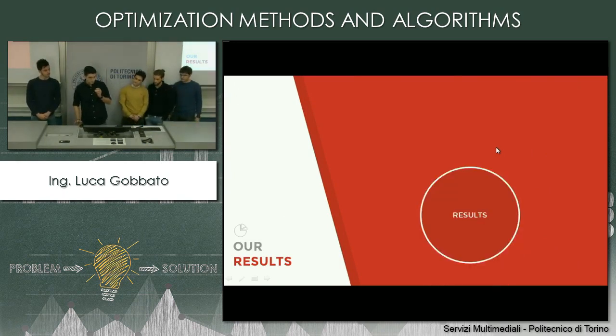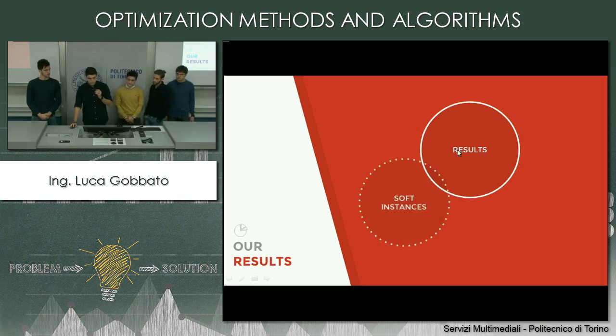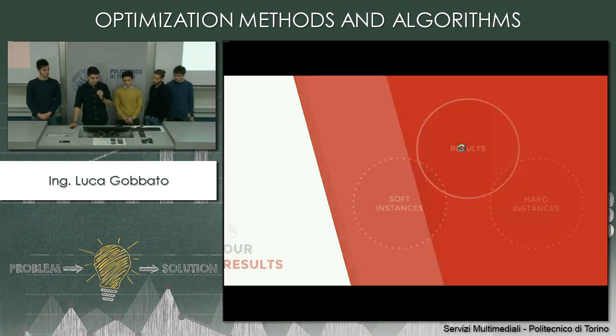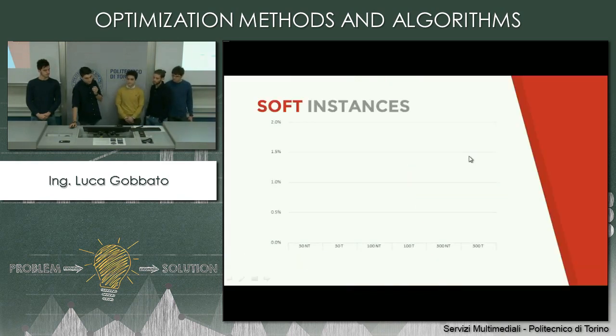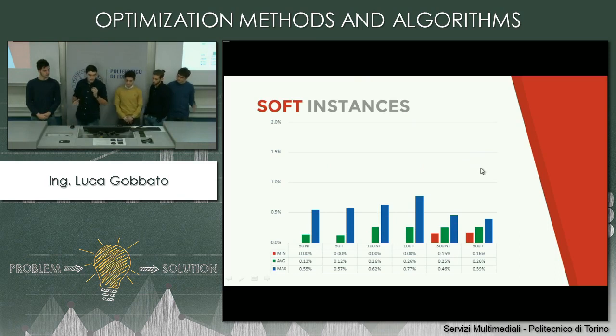Hi again. Let's take a look at the results. First, before showing the results, I want to say that we obtained these results by using a single-threaded environment. In fact, there's only one method which runs in a multi-threaded environment. We decided to split the results into two parts. First, the soft instances, and second, the hard instances. For the soft instances, here you are the minimum, the average, and the maximum optimality gap we were able to achieve. As you can see, we are very far from the 2% threshold. That was the assignment objective.